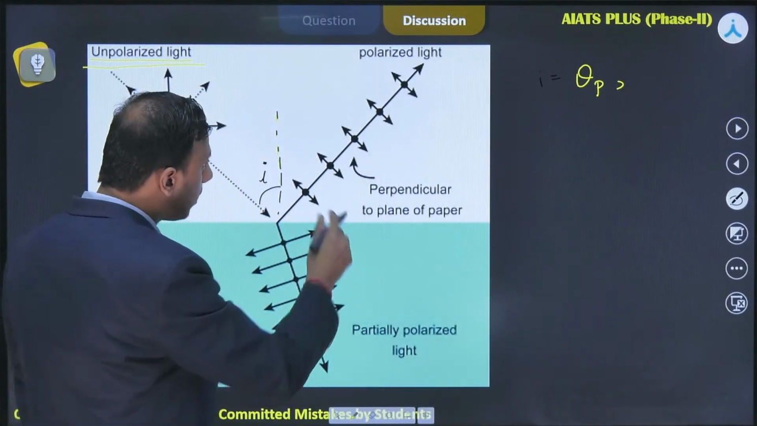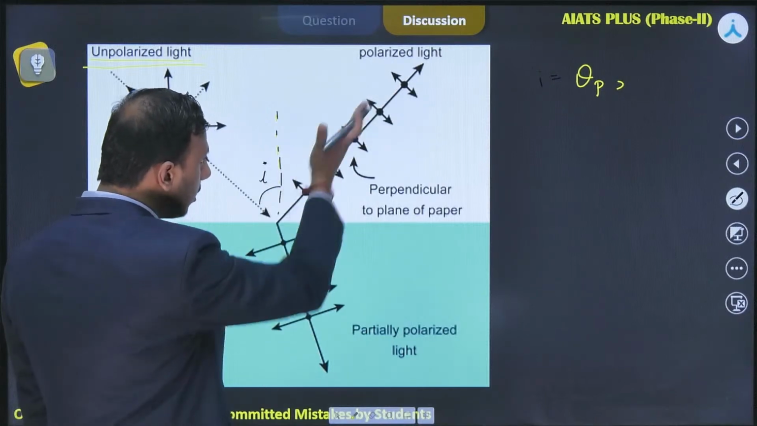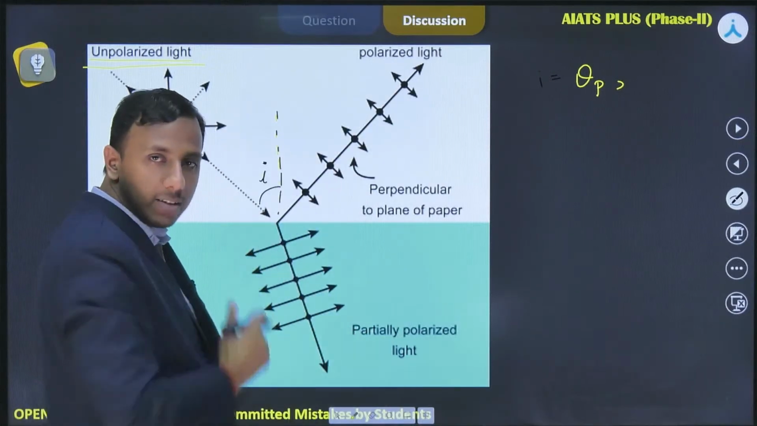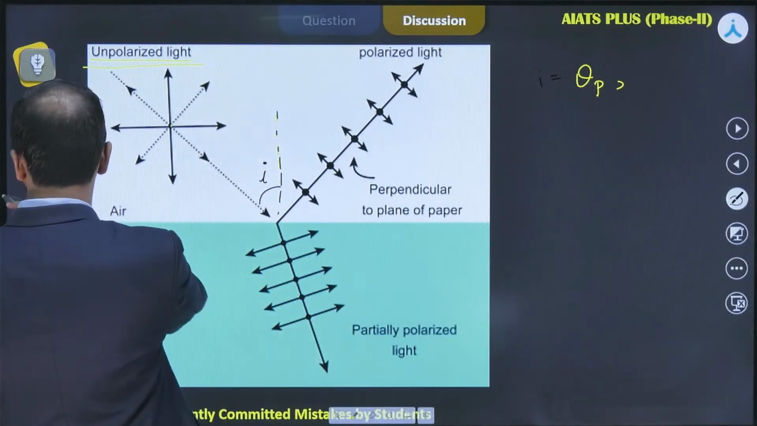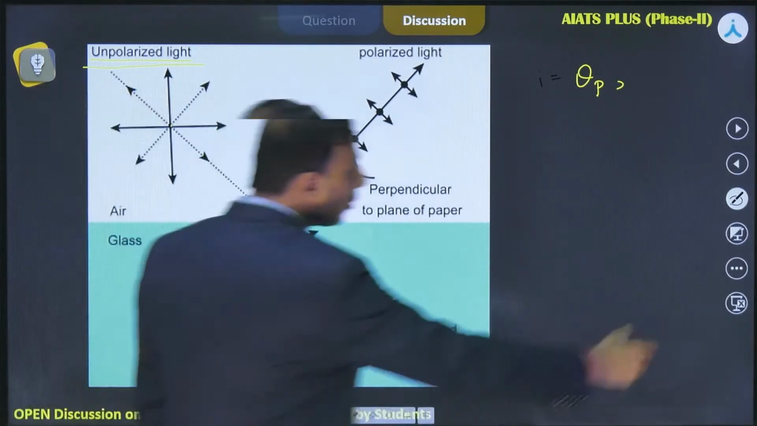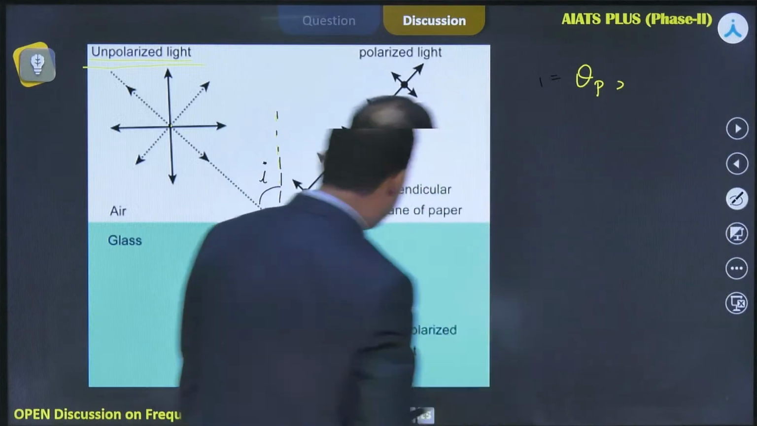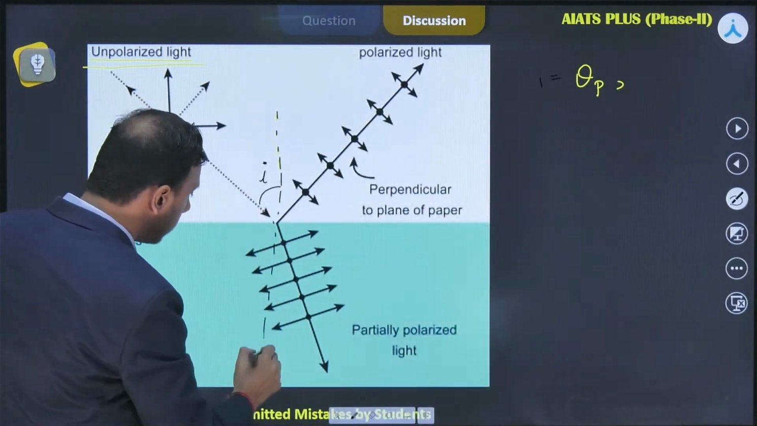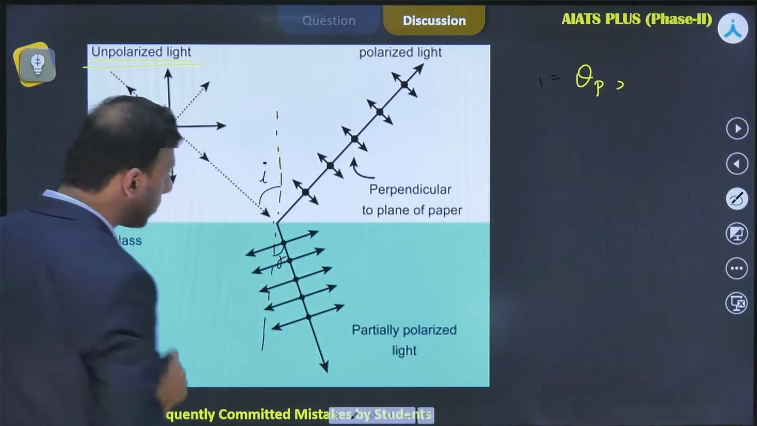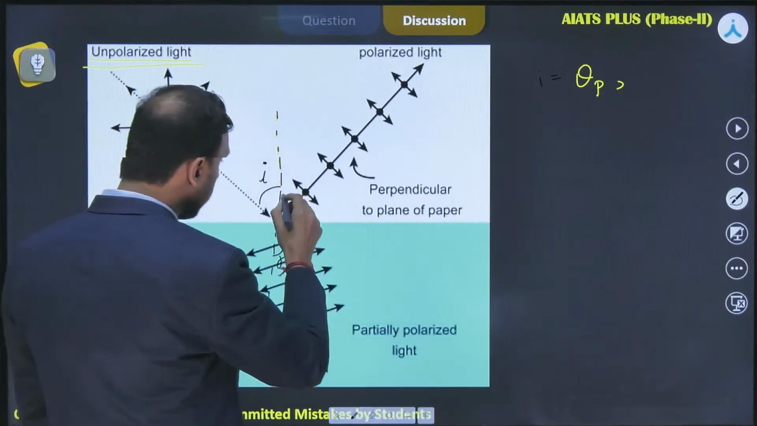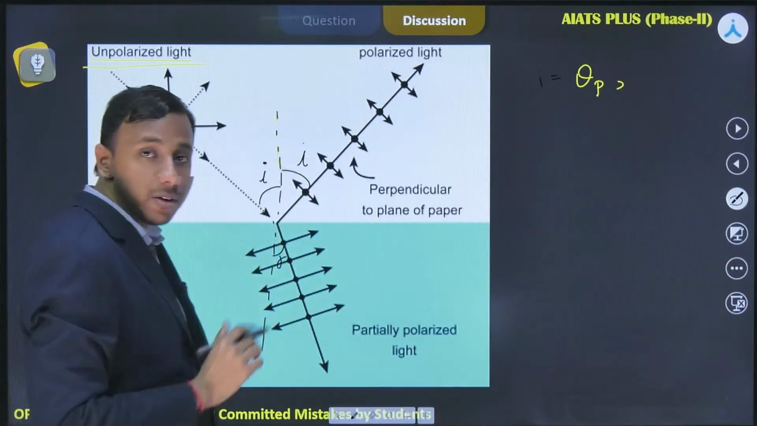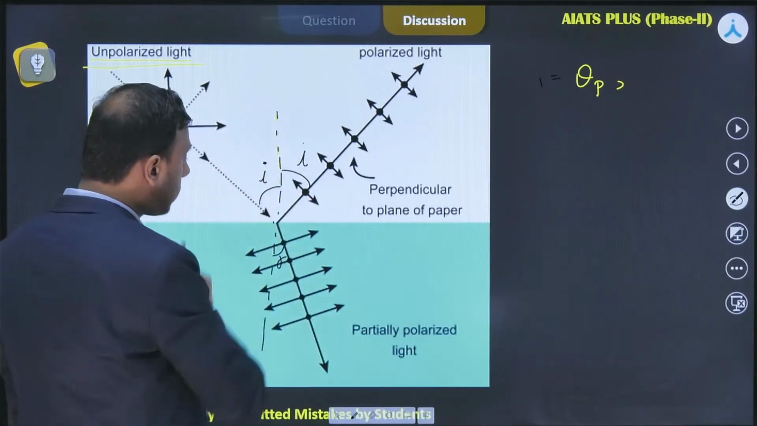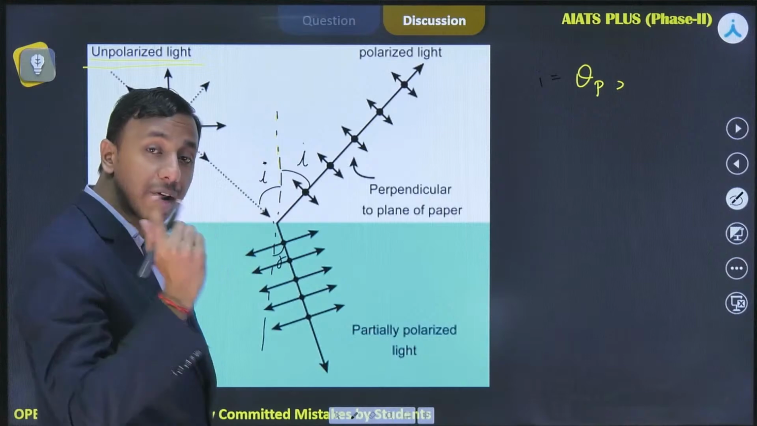And there is also another condition, right? The angle between the reflected ray and the transmitted ray should be equal to 90 degrees. So let me draw it like this. So this is your angle of reflection, right? And if this is the angle of incidence, it should be equal to the angle of reflection. These two angles are the same. This is the angle of refraction.